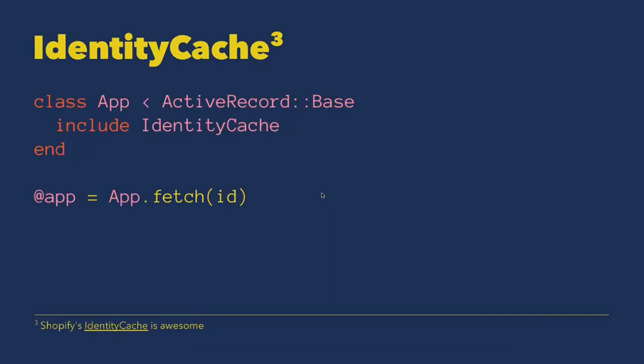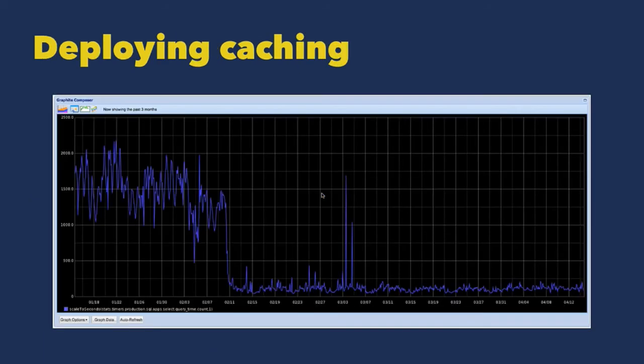We used Shopify's IdentityCache gem for read-through caching. I can't say enough good things about it. It's really awesome and deserves a whole talk of its own. Using it is as simple as what you see here: including IdentityCache in a model and then calling fetch instead of find. It handles expiring the cache. It can cache individual records, Active Record relationships, and lists of records. So when we started applying caching to these high volume queries, we saw lots of graphs like this.